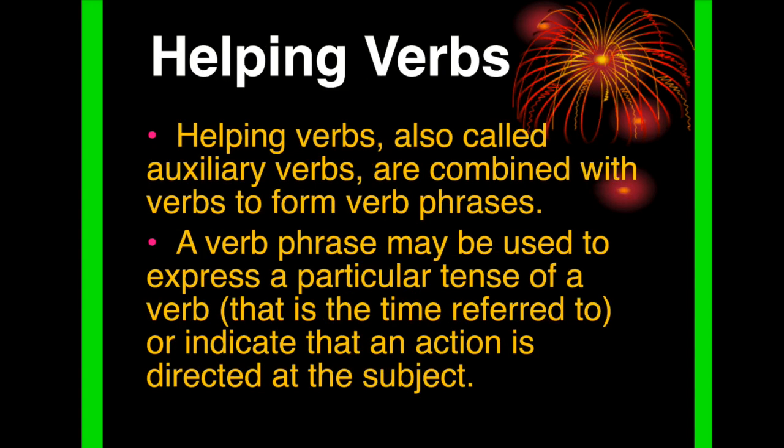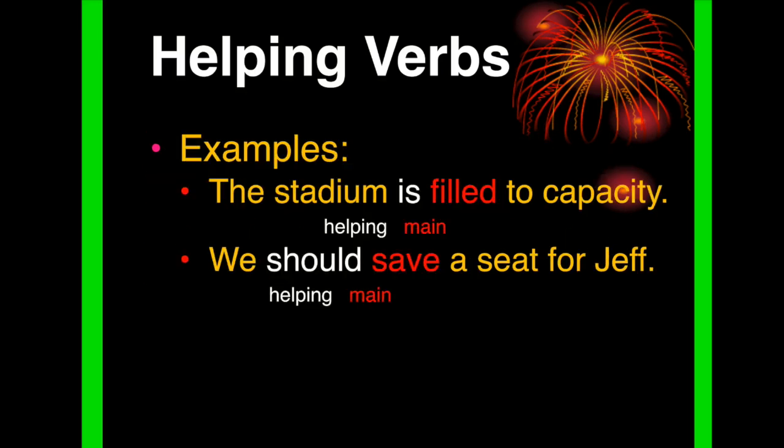Now, helping verbs are next. Helping verbs, also called auxiliary verbs, are combined with verbs to form verb phrases. This is where it really gets fun. A verb phrase may be used to express a particular tense of a verb, that is the time referred to, or indicate that an action is directed at the subject. So let's look at some examples.